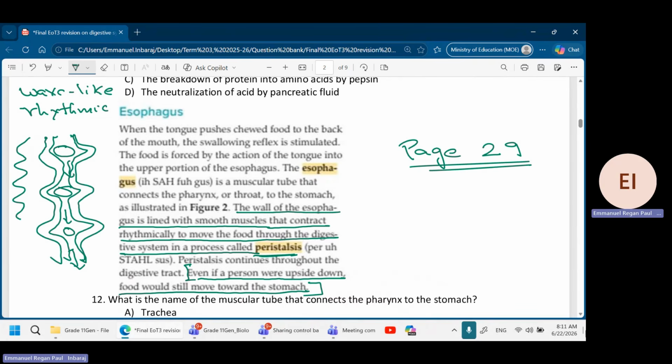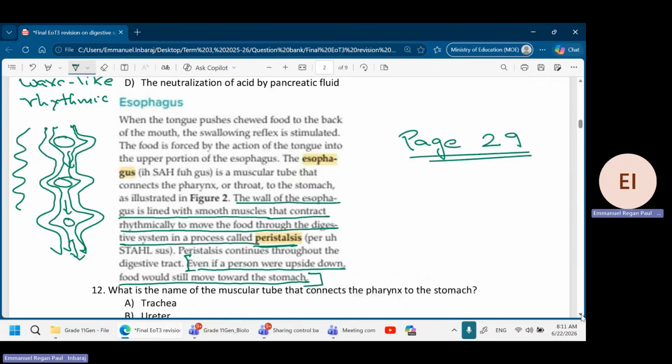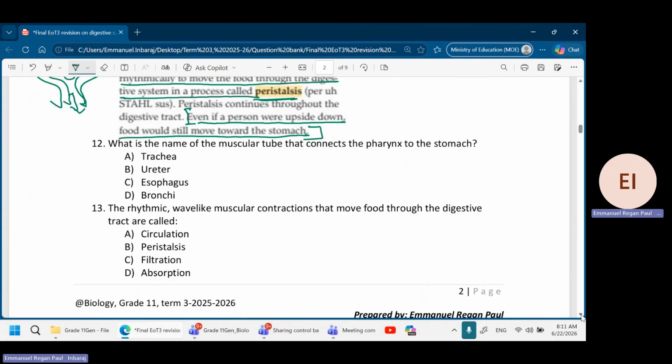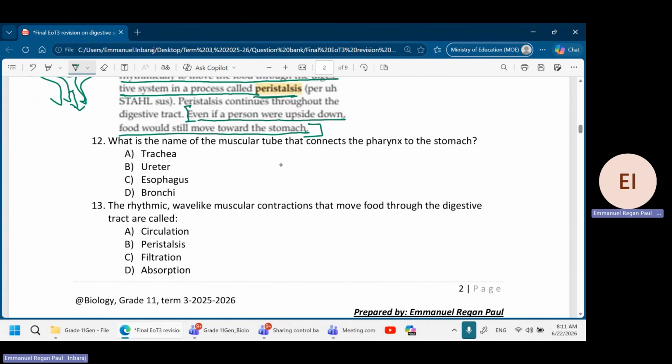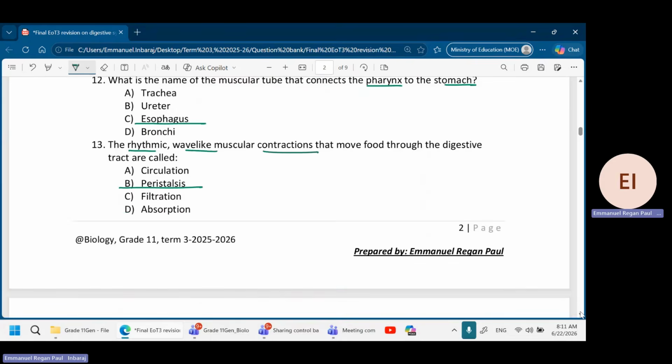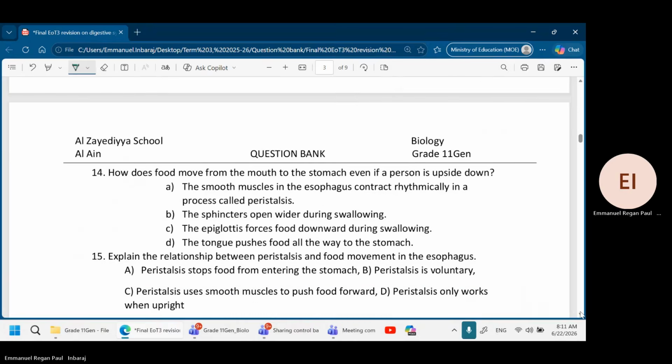A very important question that you need to learn here. In this page, you need to study this: peristalsis and its function. What is the tube that connects the pharynx to the stomach? The tube is called the esophagus. Rhythmic wave-like contractions are called peristalsis.